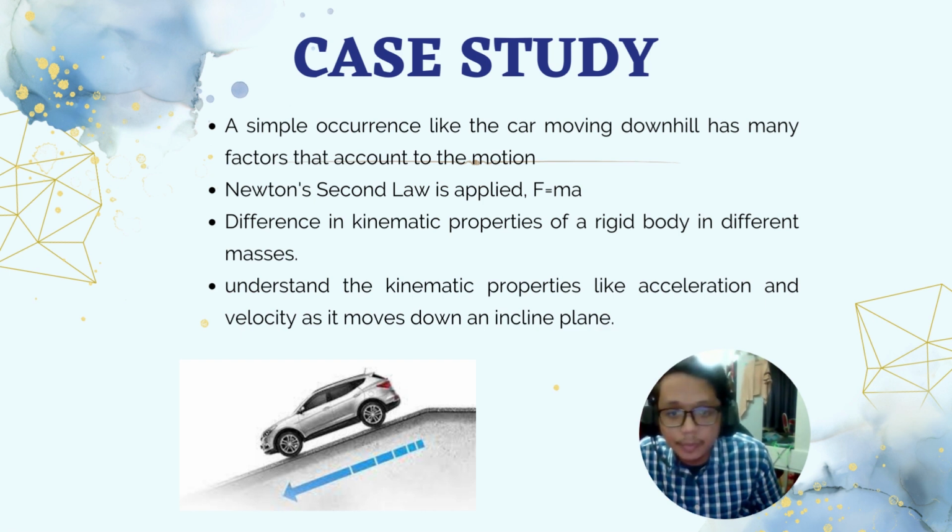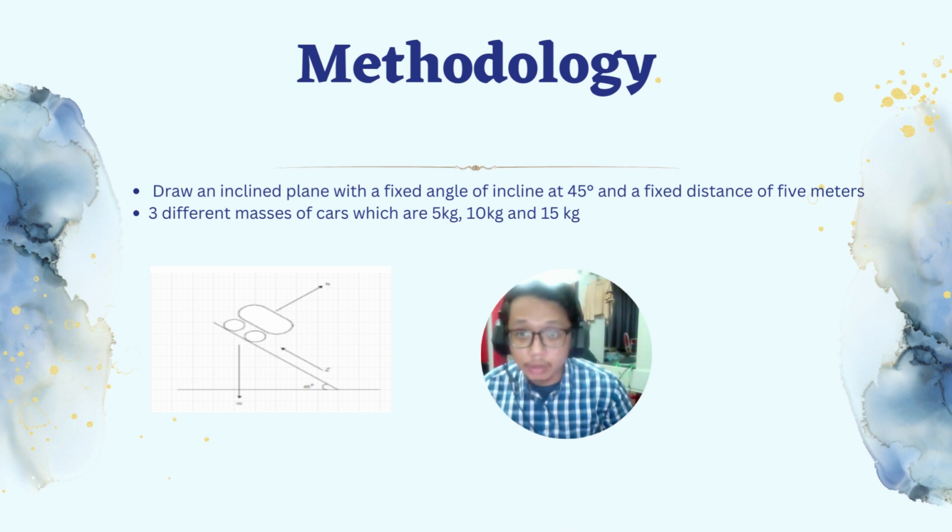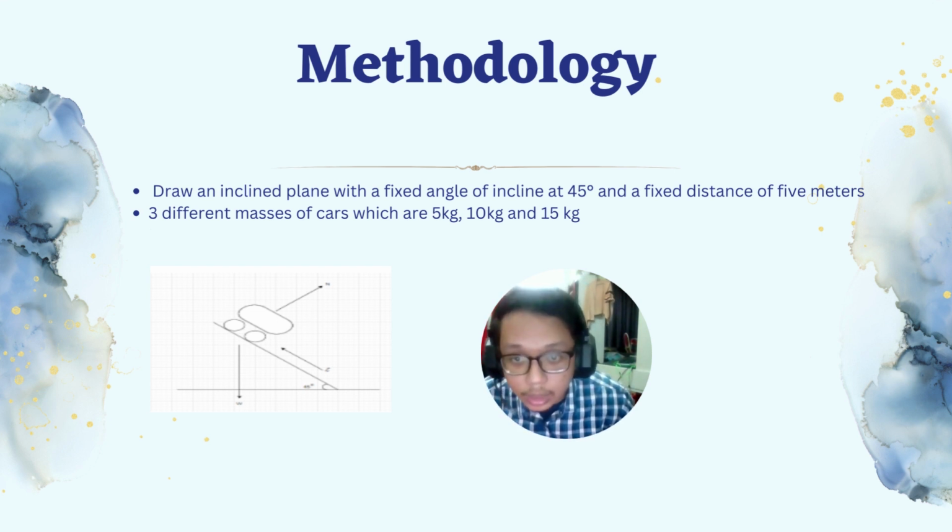Okay, next for methodology, our team came up with this straightforward drawing to better understand how an object's mass impacts its kinematics as it rolls down an inclined plane. We draw an inclined plane with a fixed angle of incline of 45 degrees and a fixed distance of 5 meters. We then choose three different masses of car, which are 5 kg, 10 kg and 15 kg. The distance the car moves downhill at the angle of 45 degrees we keep constant, and calculate the kinetic energy and potential energy of the car.